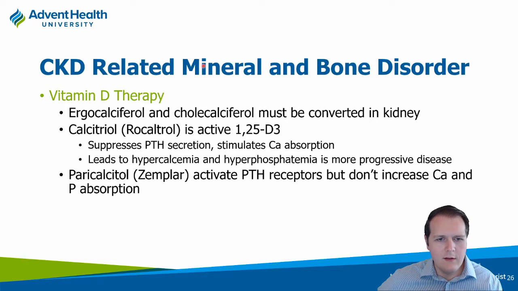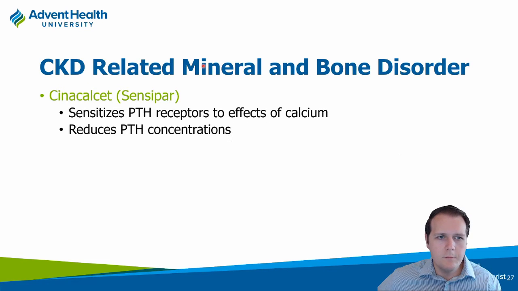So what if we did something that maybe activated the PTH receptors to make it think there's enough vitamin D, but didn't actually do anything to increase calcium and phosphate? That's where paricalcitol comes into play. If you had someone with the high levels of phosphate and calcium, paricalcitol is a better option than calcitriol for those patients there. But if maybe the calcium is low, calcitriol may be a good option for them.